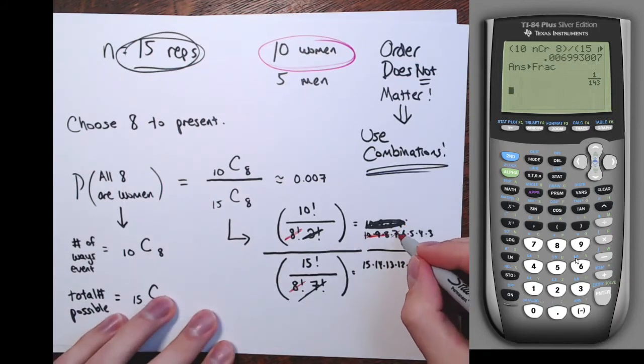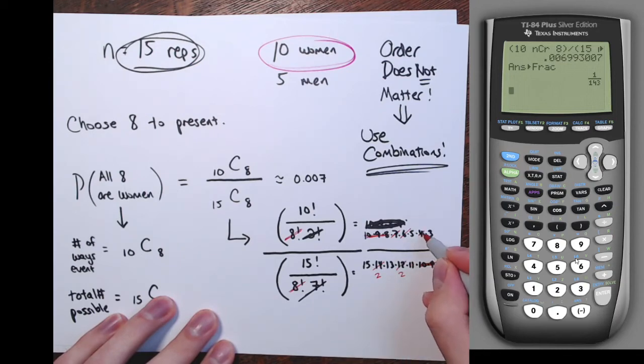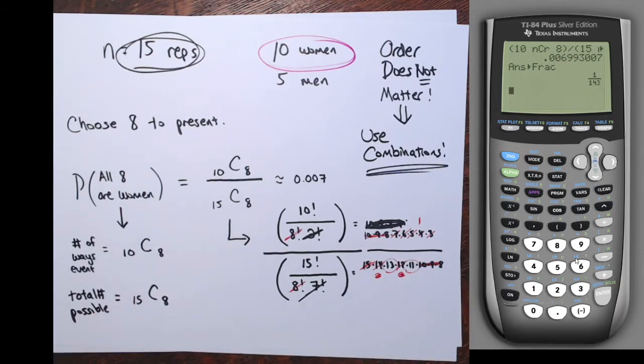And then you have 7 goes into 14 twice, 6 goes into 12 twice. You have 4 is 2 times 2, so I can get rid of those 2's. 3 and 5 make 15. So I'm left with 1 in the numerator, and then 13 and 11 in the denominator. And 13 times 11 is 143, like you're seeing on my calculator.